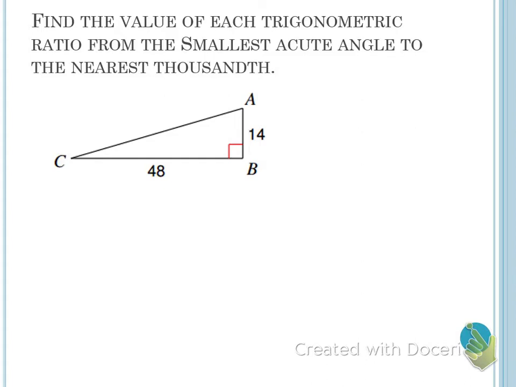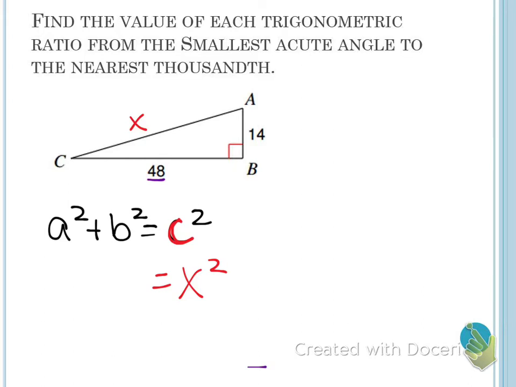It's missing a side. It is a right triangle. It's missing a side. How do I find the missing side when I'm given two sides? The Pythagorean theorem, a squared plus b squared equals c squared. Which of these sides is c? Yeah, x, the missing side.